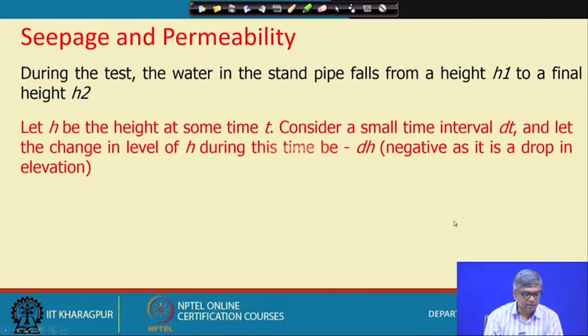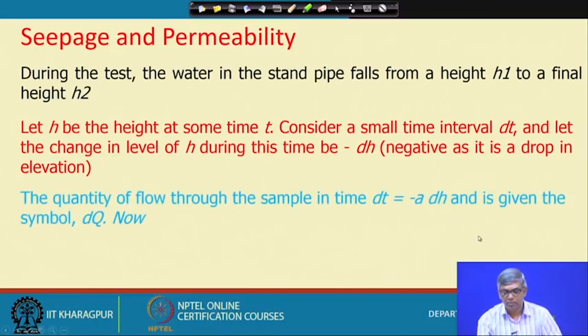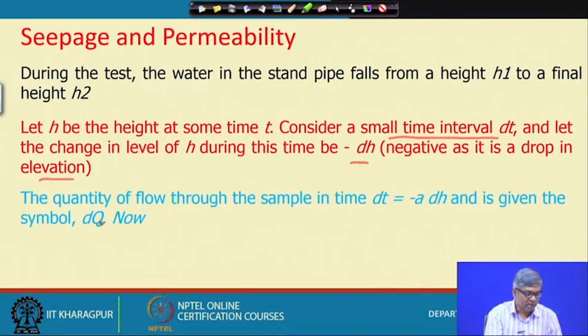You can see that during the test, the water in the standpipe falls from the height h1 to the final height h2. Let h be the height at some time t. Consider a small time interval dt, and let the change in level h during this time be minus dh. Why minus? We are taking negative, as it is a drop in elevation, and the quantity of flow through the sample in time dt equals, that means standpipe.